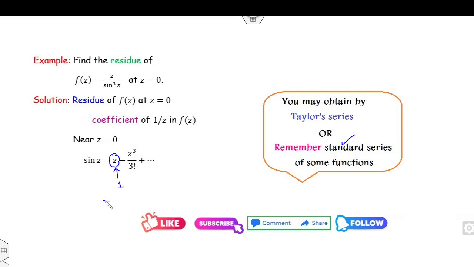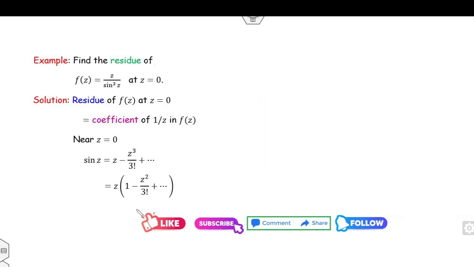How can you write that? I can take z as common. I can write z common, then it is 1 minus z square over 3 factorial and so on. Therefore, look at the given expression. I need the value of 1 over sin z. So can you find the value of 1 over sin z? I can take it as the inverse of the expansion.